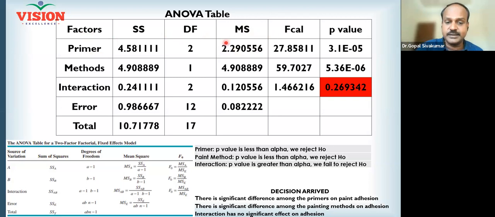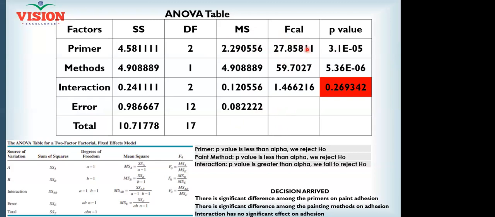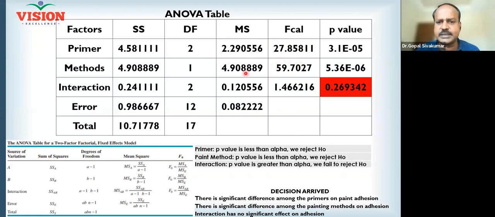Variance within the factor is known as error. That is available here. So the F score is the variance between the factor for primer divided by the variance within the factor: 2.29 by 0.08, that is 27.85. All of you understand how I get 27.85? Then for the next factor, painting method, 4.9 divided by 0.08, which is 59.7. And 0.12 divided by 0.08, which is 1.46.